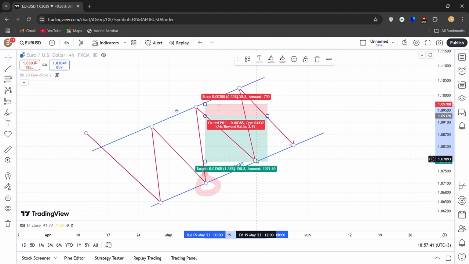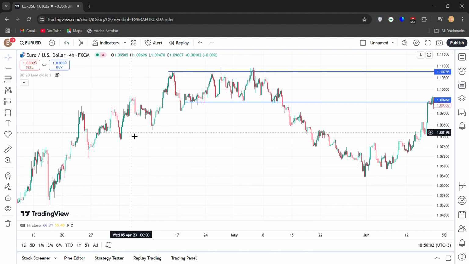But don't just enter the trade because it has just reached the support level. No, you have to wait for it to show signs of a reversal in the direction, then you enter your trade from there. So next is the breakout strategy.